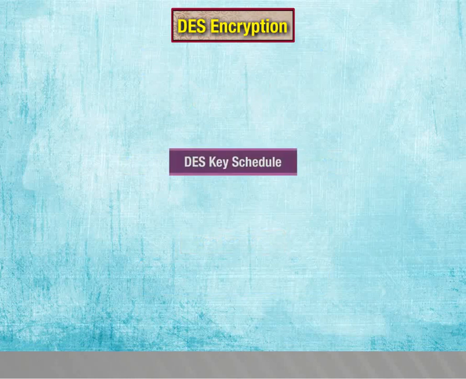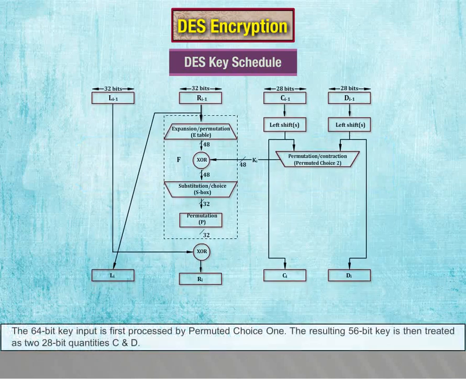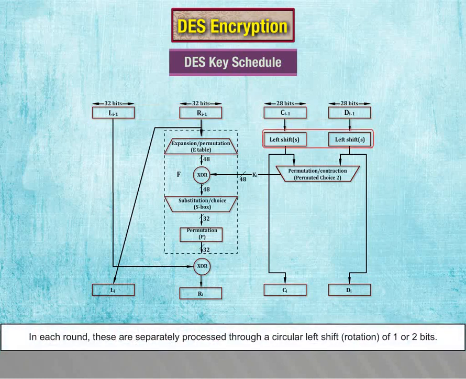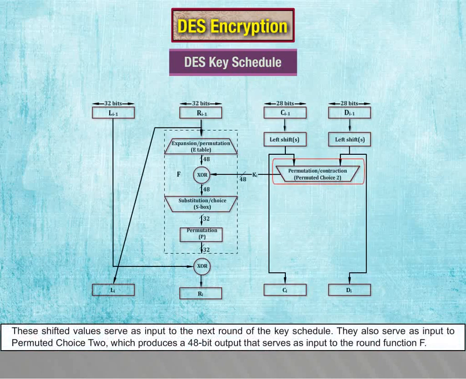DES key schedule. The DES key schedule generates the subkeys needed for each data encryption round. The 64-bit key input is first processed by permuted choice 1. The resulting 56-bit key is then treated as two 28-bit quantities C and D. In each round, these are separately processed through a circular left shift or rotation of 1 or 2 bits. These shifted values serve as input to the next round of the key schedule. They also serve as input to permuted choice 2, which produces a 48-bit output that serves as input to the round function F.